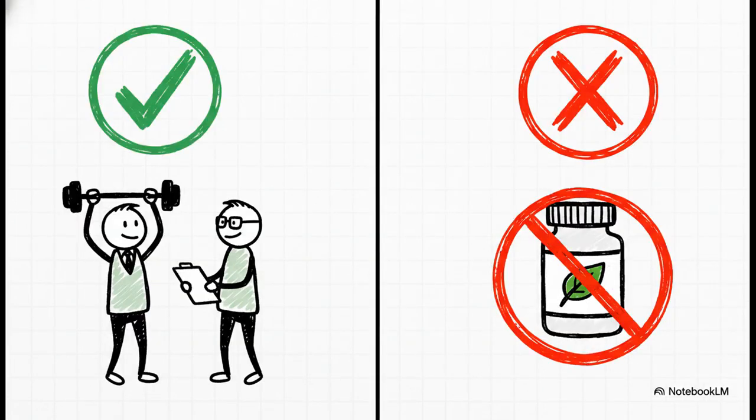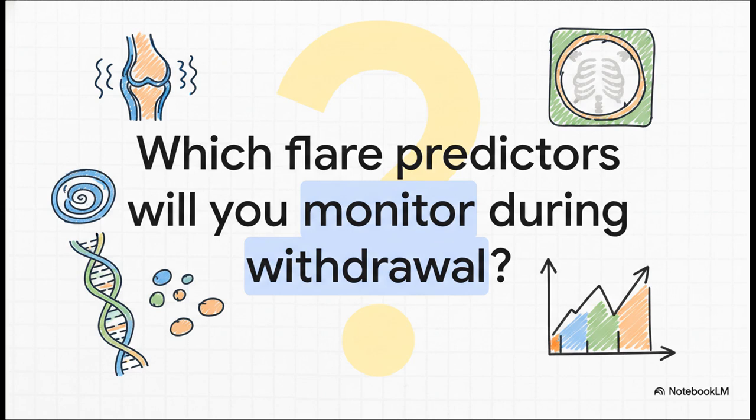To conclude, we have 2 definitive adjunctive care recommendations. Supervised exercise programs conducted twice weekly are strongly recommended. Conversely, the use of herbal supplements, either as an adjunct to or as a replacement for standard pharmacologic therapy, is strongly discouraged. This concludes our review.